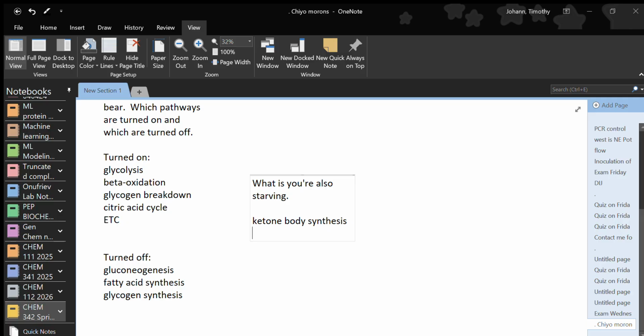How about the urea cycle? It's kind of always going, but you would turn it up because you're breaking down lots of proteins for fuel, right? You could talk about amino acid breakdown. That isn't really a pathway for us, but it's a giant pile of pathways. Questions?